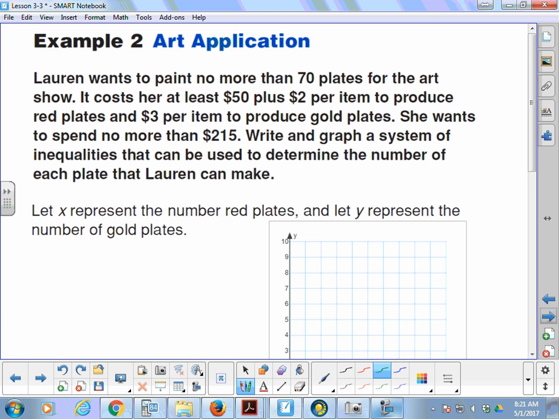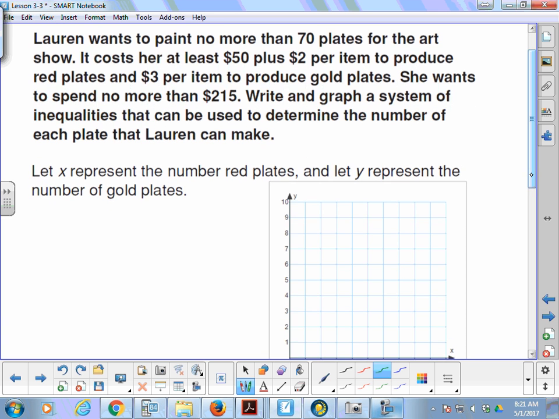Write and graph a system of inequalities that can be used to determine the number of each plate that Lauren can make. All right. So first of all, we've got to look at, okay, what's going to be X, what's going to be Y. So we're going to let X represent the number of red plates and Y represent the number of gold plates. All right. So we'll start there. You got to have, what do X and Y relate to? So X is the red plates and Y is the gold plates.